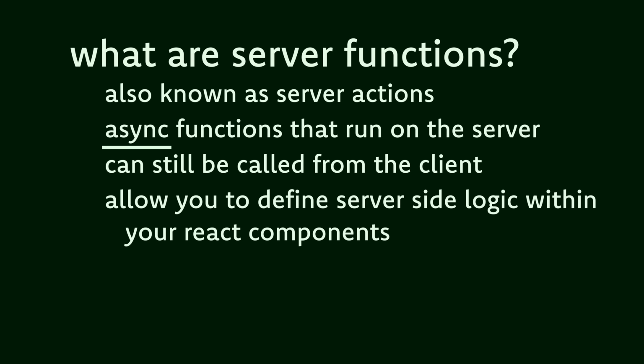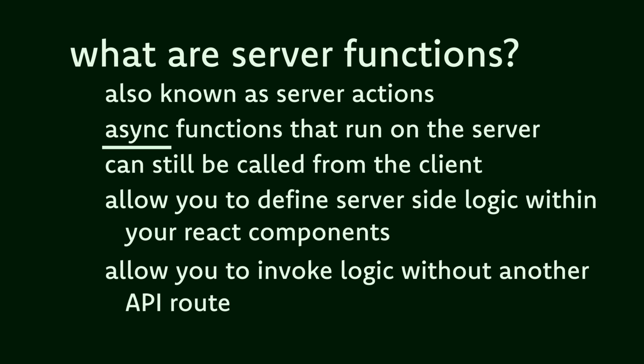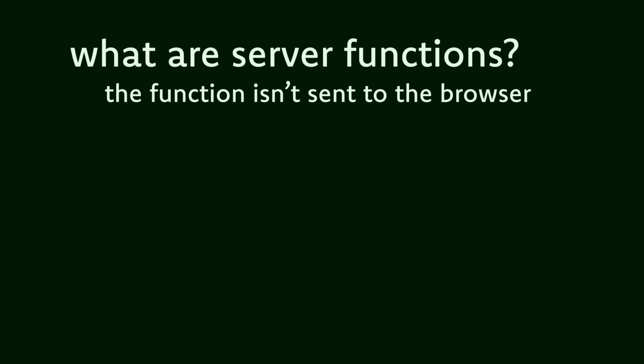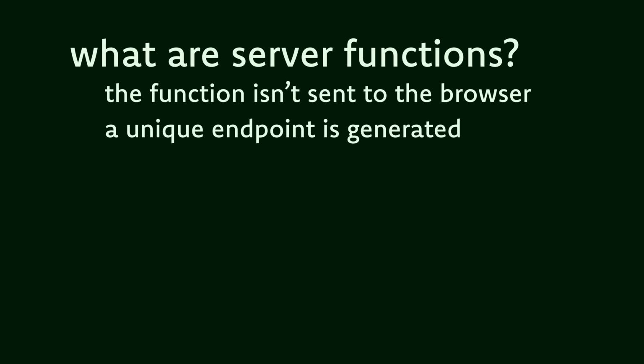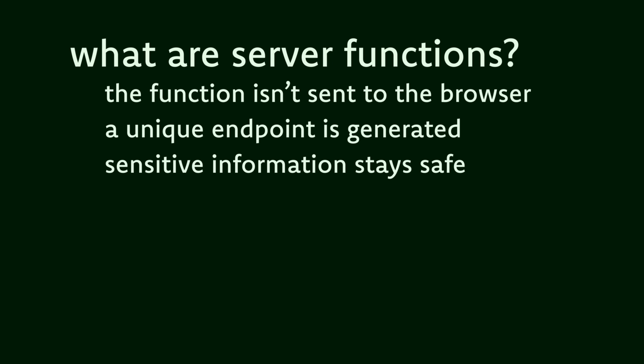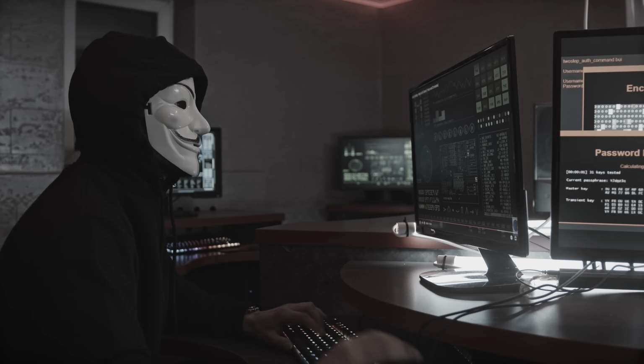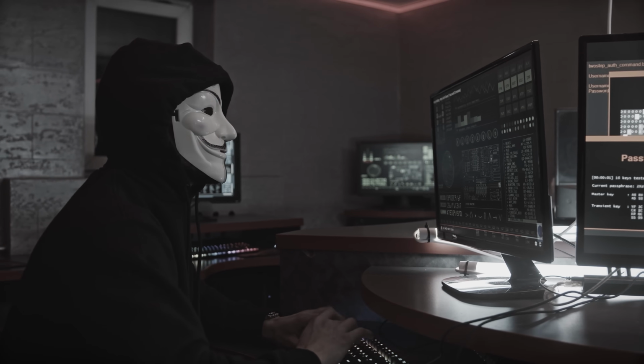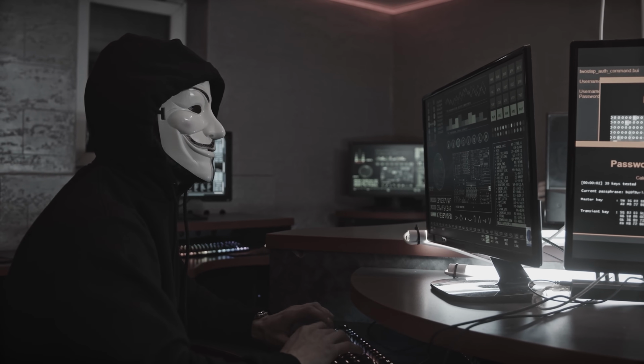Server actions allow you to define server-side logic like form handlers or database operations directly within your React components. You're then able to invoke that logic from the client without writing a separate API route. When that logic is invoked, Nextjs doesn't send the function to the browser. Instead, Nextjs generates a unique endpoint for it and keeps it on the server. This process keeps sensitive information away from the client side, which allows you to use business-critical and proprietary information without fear of leaking anything to the browser.